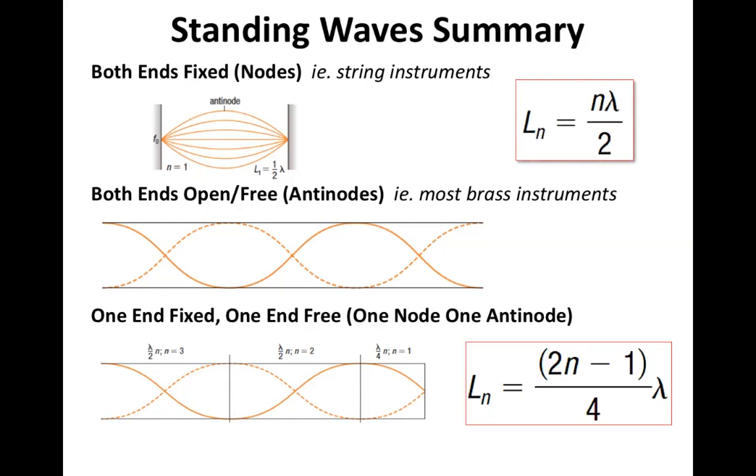And again, the equations are slightly different. The equation for the fixed end, free end, is different than the other two. So just when things are confusingly similar, but not quite the exact same, put them side by side so you can really establish what is the difference. So this one's divided by 4. This one's 2n minus 1 divided by 4. These ones are just n divided by 2.